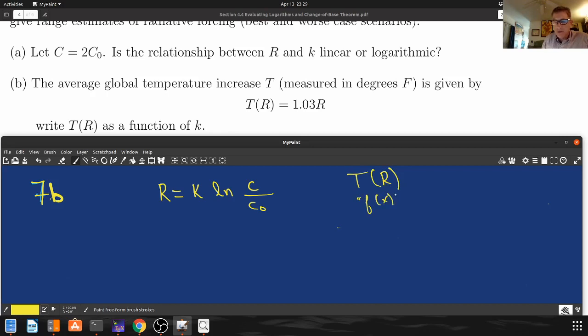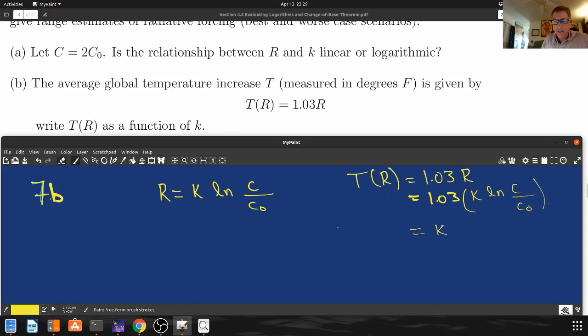Our input value is R, which is equal to 1.03 times R. Now I'm going to erase that because I want to write underneath it. I just did that so you can see what's going to go on. Well, this is equal to 1.03 times, and what is R equal to? K times ln of C over C naught.